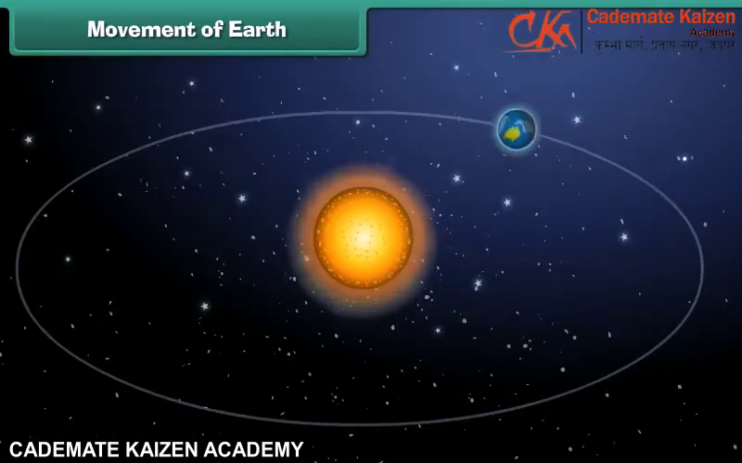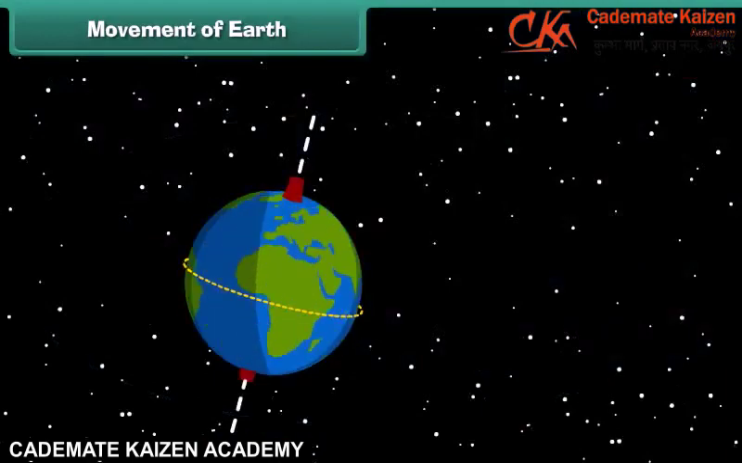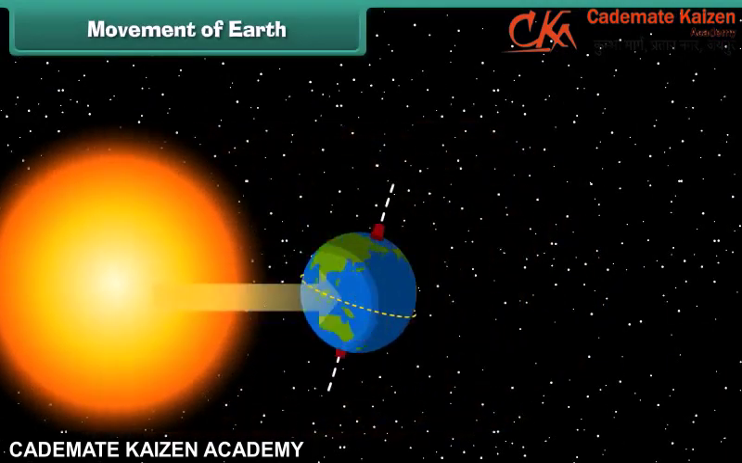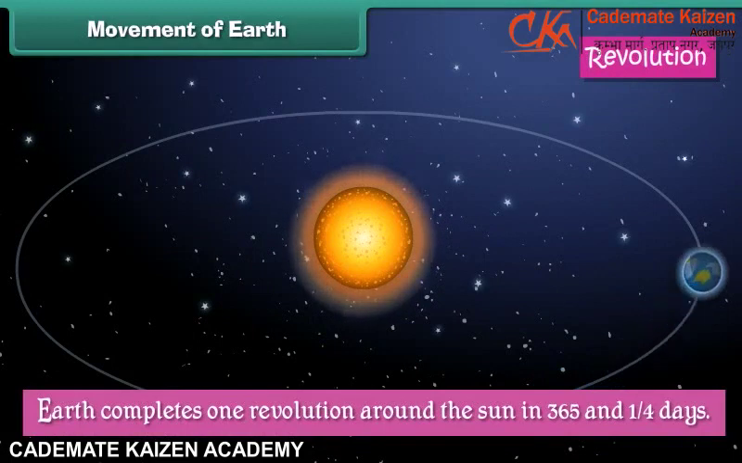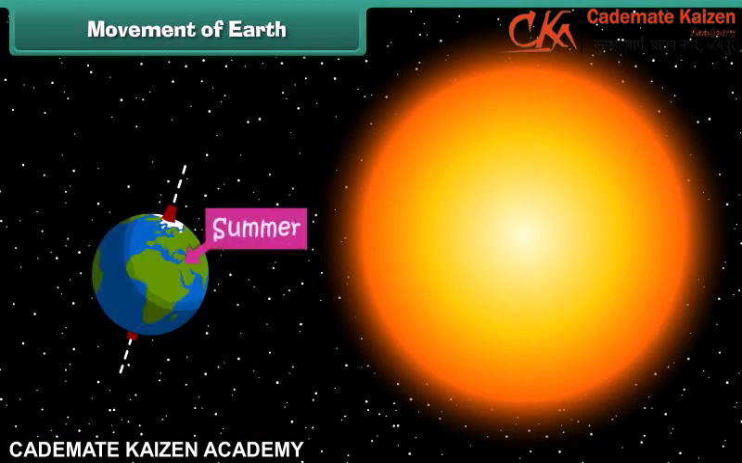Movement of Earth. Earth's movement around the sun along a fixed path is called revolution. Revolution causes seasons to change on Earth. Earth completes one revolution around the sun in 365 and 1/4 days, that is, 1 year. During Earth's revolution, that part of the Earth which is closer to the sun experiences summer, while the other part of the Earth farther away from the sun experiences winter.